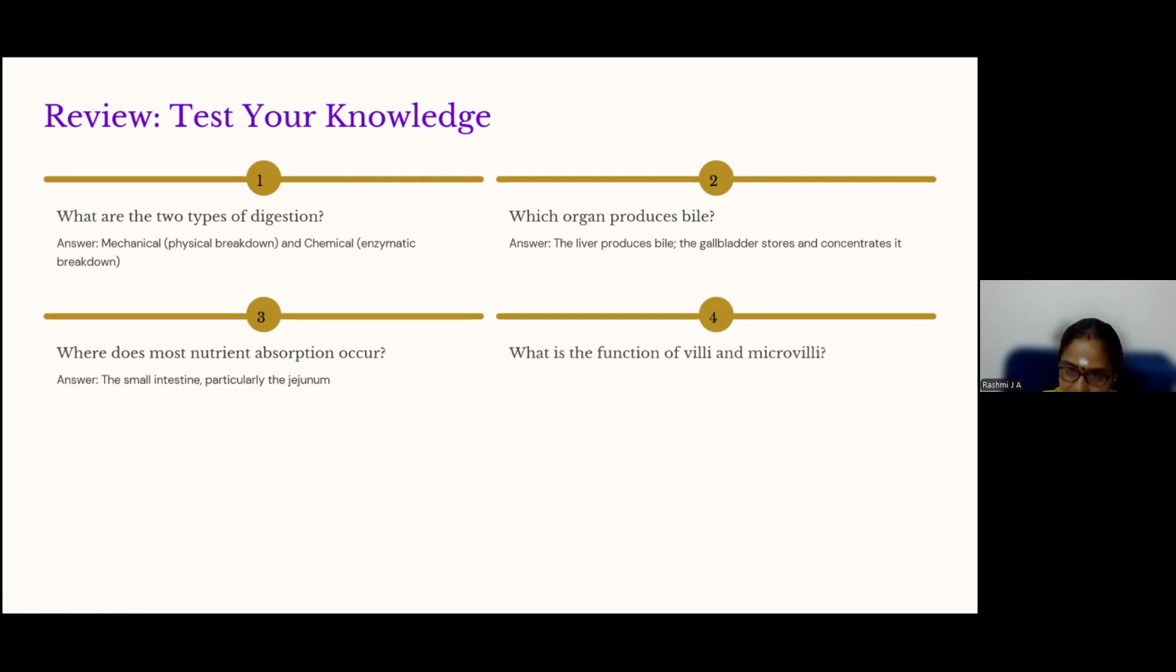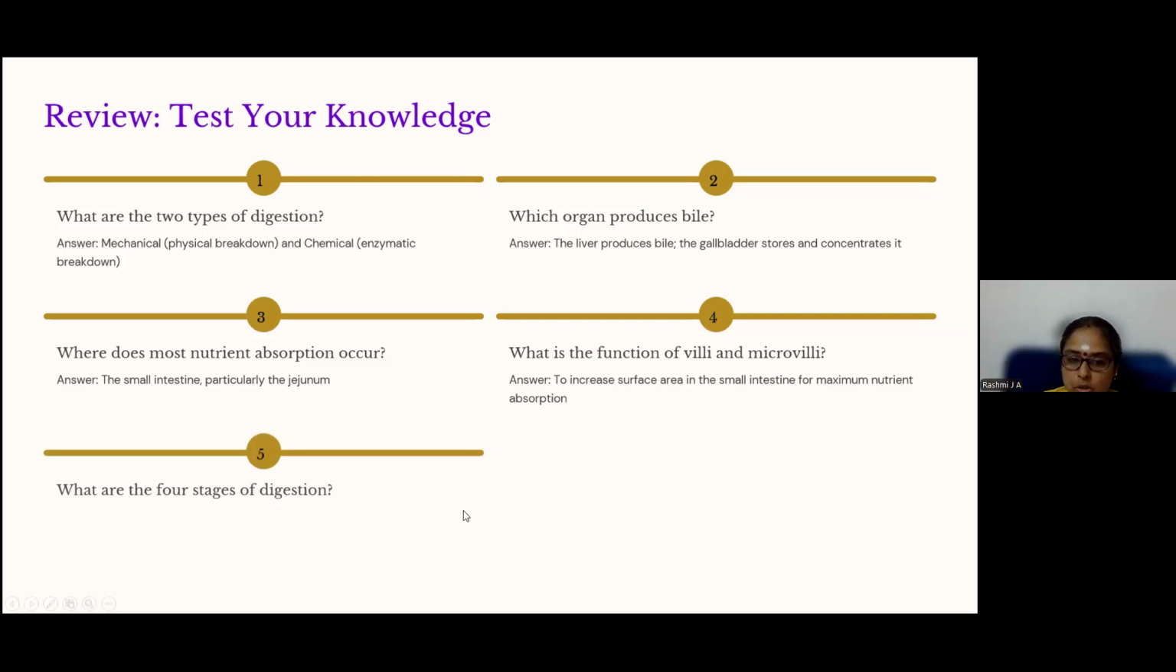And then what is the function of villi and microvilli? Absorption of nutrition. Villi is creating the space. Microvilli is the absorption of the nutrition. Yes, actually it is increasing the surface area so that the action of chemicals on that will be more and absorption also occurs. So what are the 4 stages of digestion?